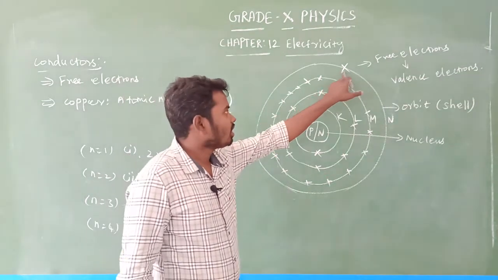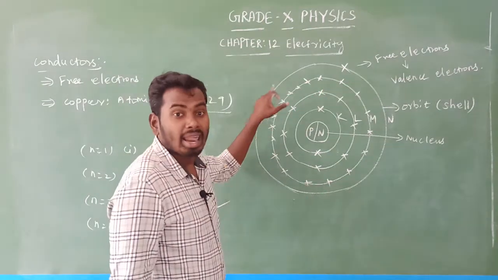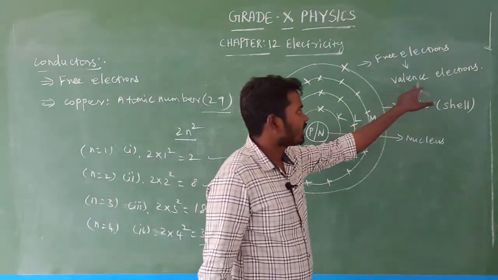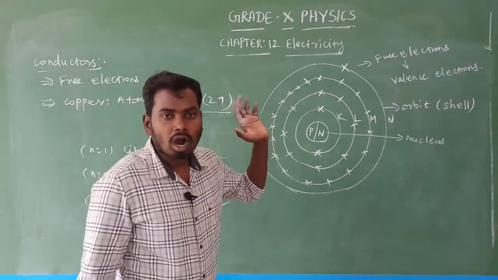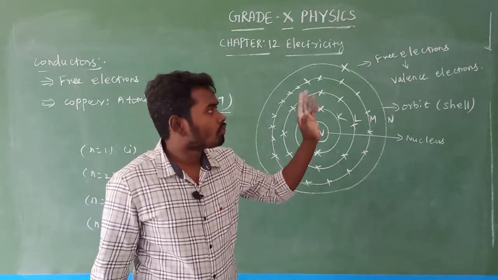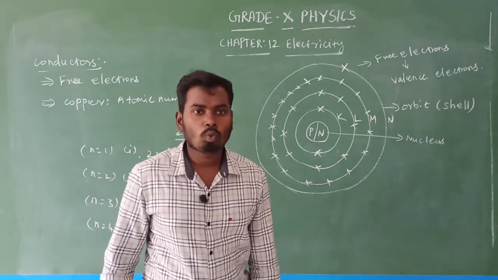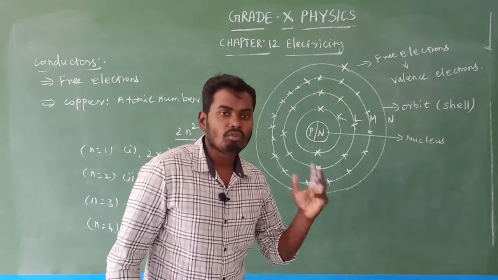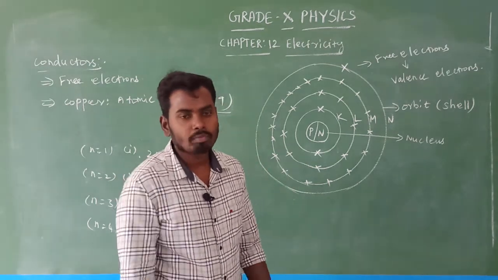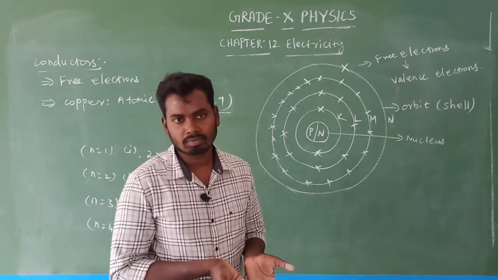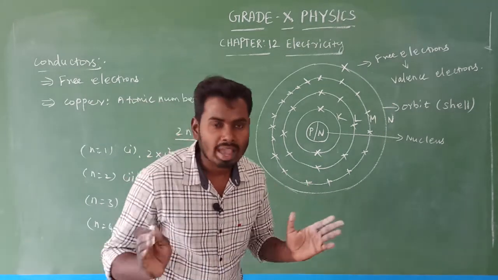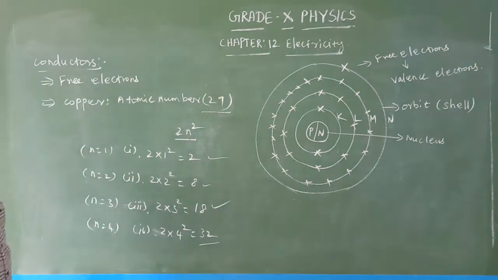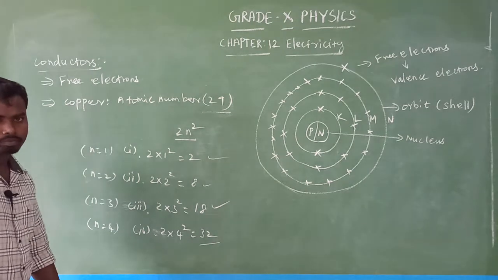So this outermost free electron, or otherwise we can say valence electron, all metals have free electrons. That is the reason why metals are considered good conductors of electricity, whereas insulators don't have it like that. Is it clear? Yes.